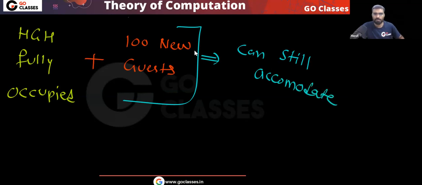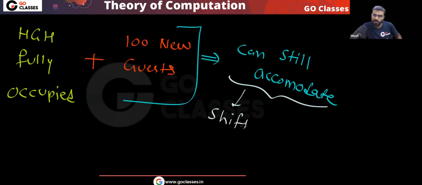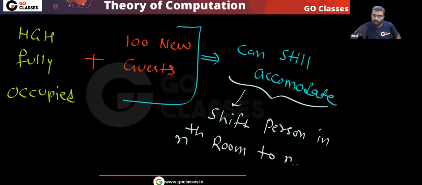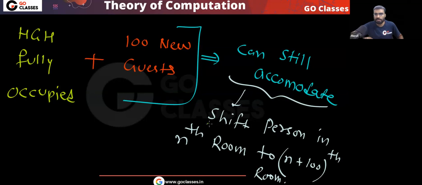Okay, the same approach. You shift everyone. Just shift the person in the nth room. To where? Shift the person in the nth room to the (n plus 100)th room. Agree? Okay, just shift every person. So what do you do? Shift the person in the nth room to the (n plus 100)th room.